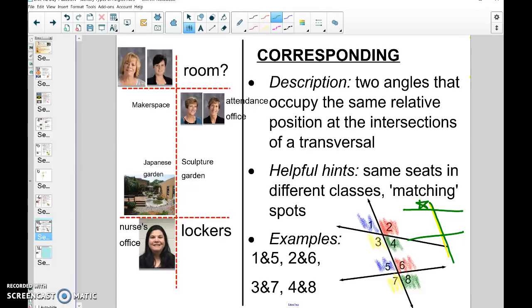I would pick just one of them, like angle 1 and angle 5, and just draw a little star in your picture there to show where they go. Okay? Pause there, get that information down, press play when you're ready to continue.